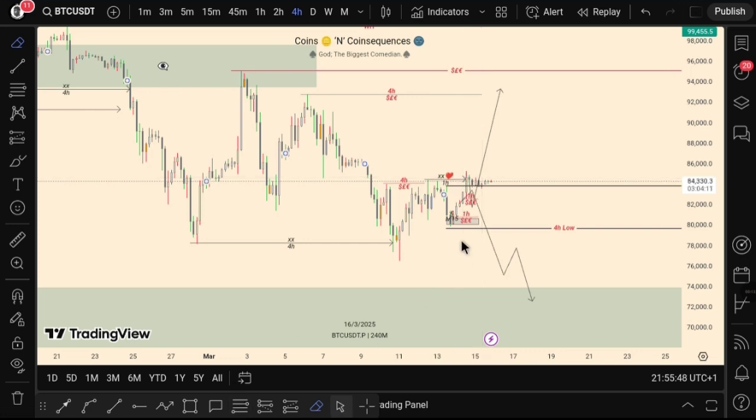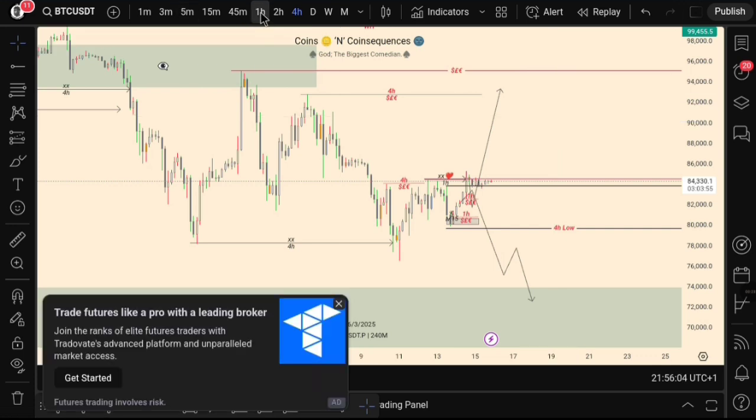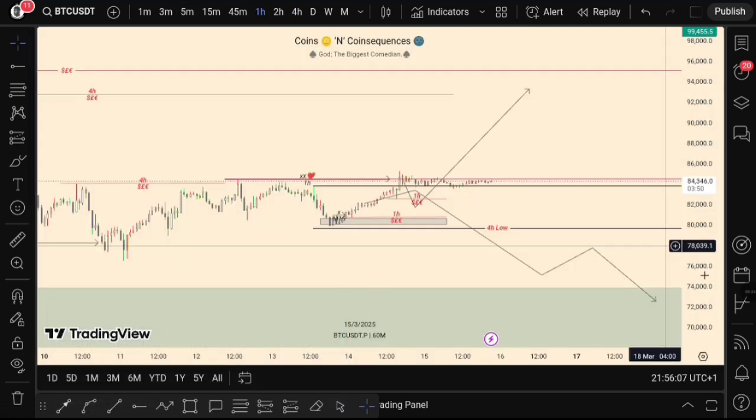Your setup, you are shooting from here. Yeah, I think you're shooting from here, from this point. Your stop loss was around there. So let me go to the 1 hour time frame. I think your setup was from the 30 minutes time frame.